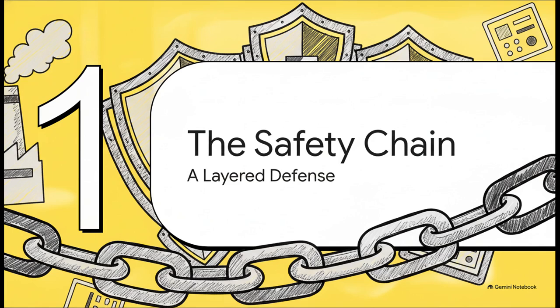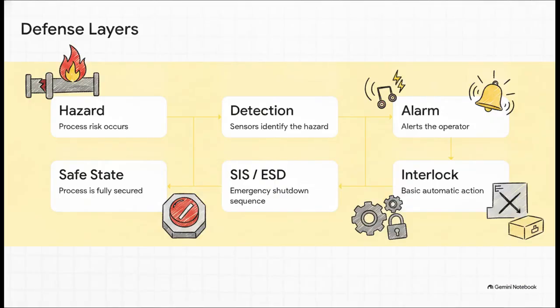Section 1. The safety chain. In any industrial plant, you never, ever rely on just a single layer of protection. It's all about building a layered defense, kind of like a fortress. So how does a safety event actually play out? Well, first, a risk emerges. Instantly, our sensors handle the detection. If things start getting sketchy, an alarm goes off in the control room. Now, if the operator doesn't catch it or can't fix it, an automatic interlock steps in. And if the situation completely spirals out of control, that's when the SIS takes over, triggering an emergency shutdown to force the entire plant into a completely safe state. It's a precise, step-by-step chain reaction designed to save the day.